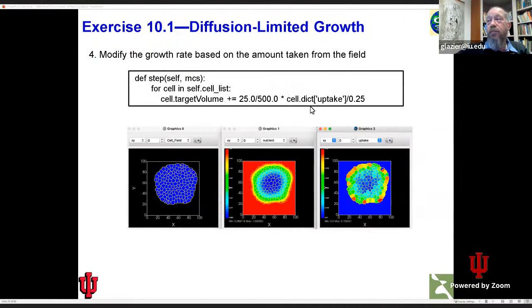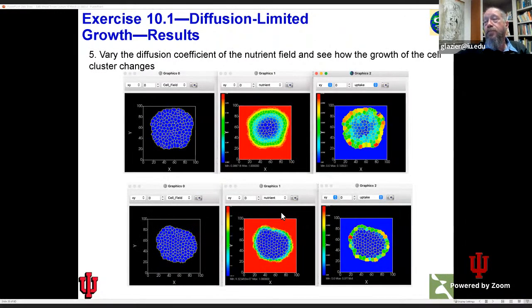So I did that, had the growth rate depend on the uptake amount. Mine also is not centered on the lattice. That doesn't matter so much if you have the medium secreting. If you have the boundaries secreting, then it's more significant. And one can play with this.